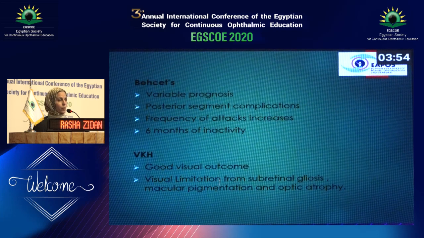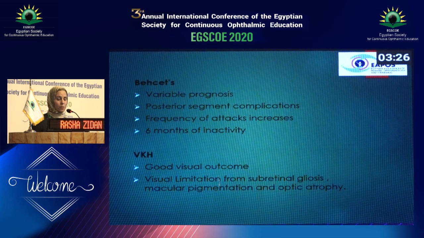Behçet has a variable prognosis, and this seems to depend on the posterior segment complication. So if the patient has a posterior uveitis, vasculitis, epiretinal membranes, or optic atrophy, it is more likely that his visual prognosis is guarded. The frequency of attacks tends to increase following cataract surgery, and therefore it is also advisable to wait about 6 months of inactivity before performing cataract surgery.